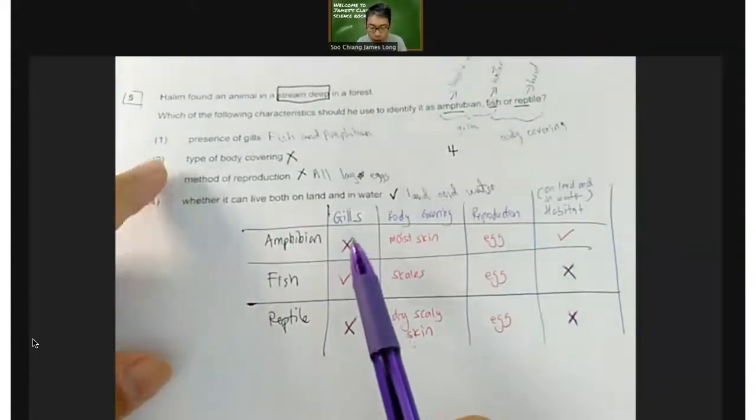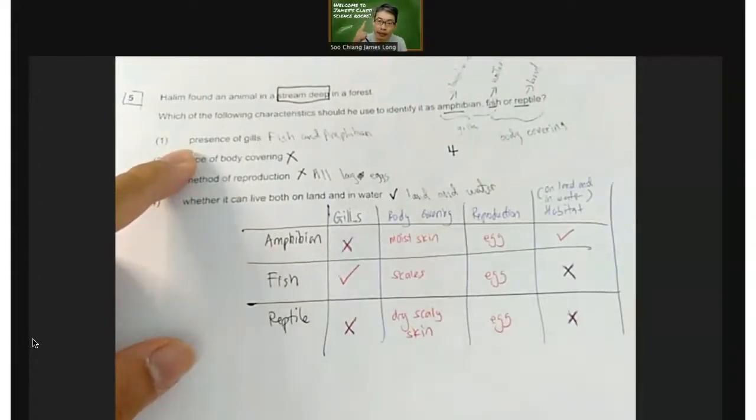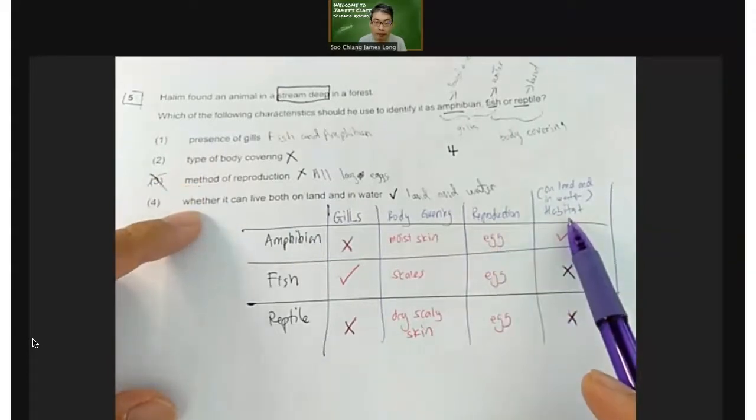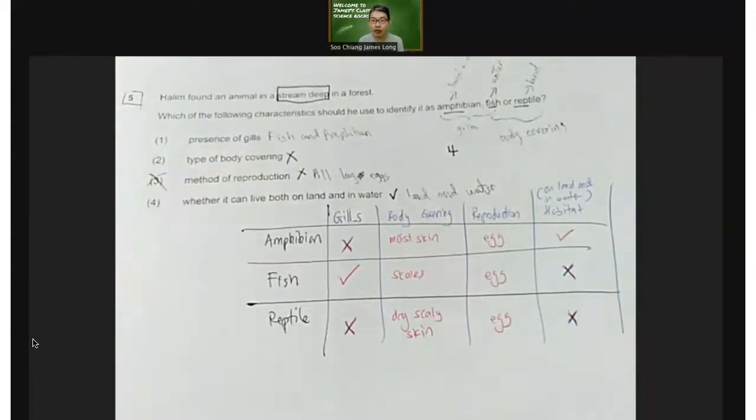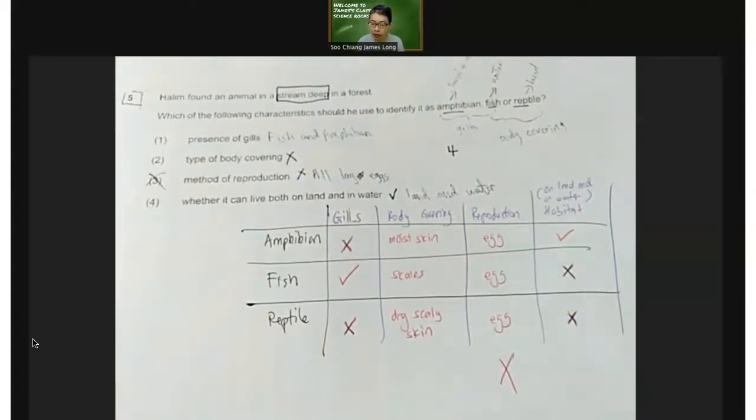And why gills? Because talk about option 1 is using gills to identify whether it is an amphibian, a fish, or a reptile, or is it body covering, or I use reproduction, or I use the habitat. Now, in order for me to identify it as one of the 3 categories, that characteristic used must be very distinctive. Alright, so definitely out will be reproduction because they all reproduce by eggs. Right, so this doesn't help me to tell whether it's a fish or amphibian or reptile because they all reproduce by eggs. So this is wrong, okay?